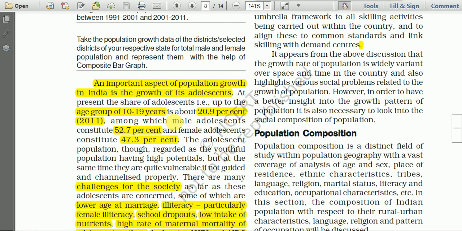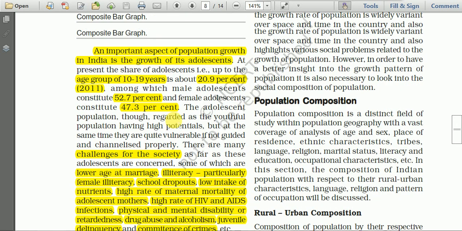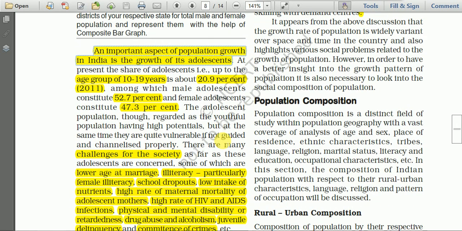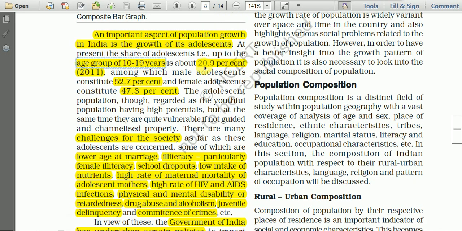Let us continue. An important aspect of population growth in India is the growth of its adolescents. Who are adolescents? Adolescents are persons attaining the age of 10 to 19 years. At present, the share of adolescents, that is the age group of 10 to 19 years, is about 20.9% according to the 2011 census.